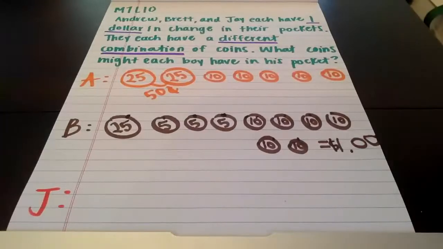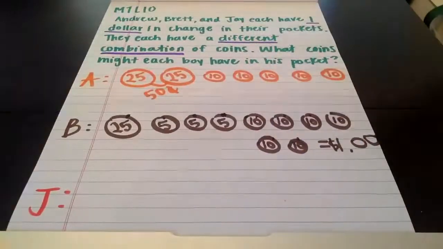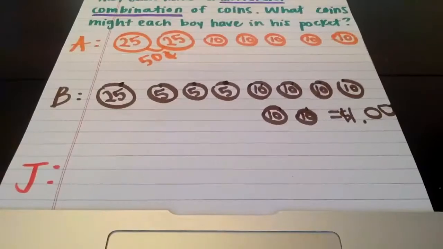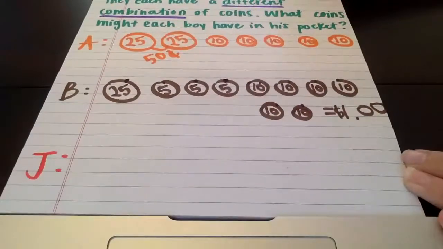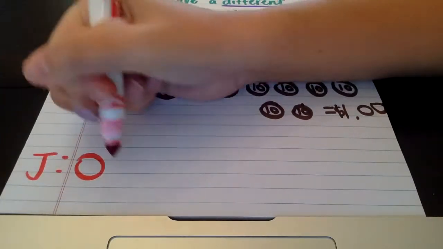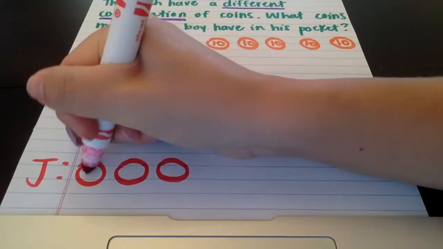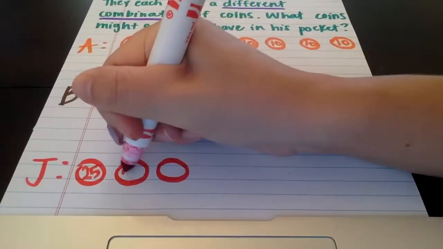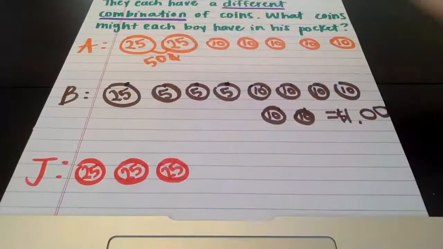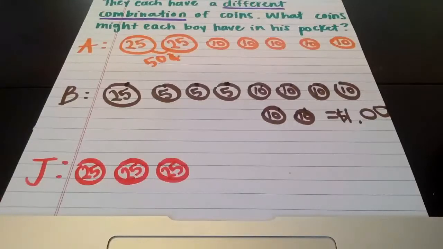Okay, now let's look at our very last one, Jay. Now he can't have the same combinations of these two, but he still needs to have $1. So why don't we try 1, 2, 3 quarters. This would be 25, 50, 75.